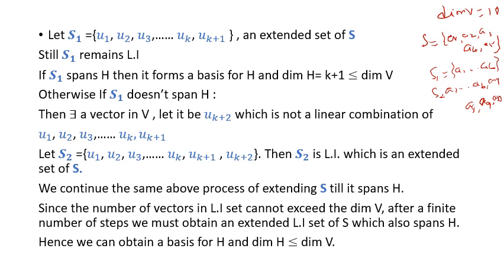Then what happens? You already have 10 vectors. If you add one more vector, it will not be Li. Why? Because the dimension of V is 10, and more than 10 vectors will be linearly dependent. So at most at this step you will stop. You have to get a basis for the vector space V. That is our argument.